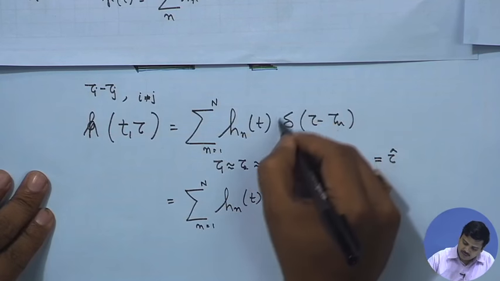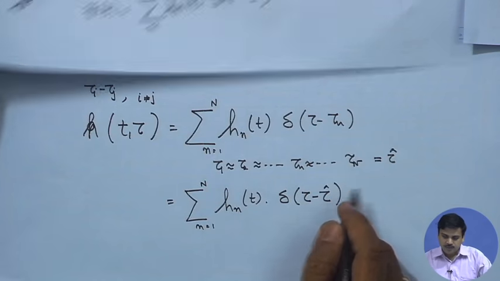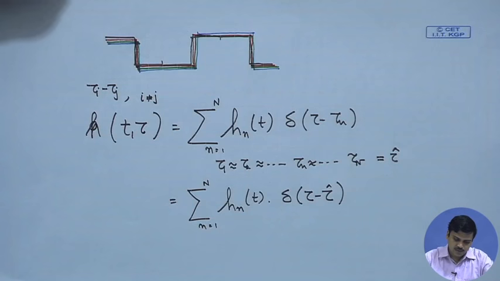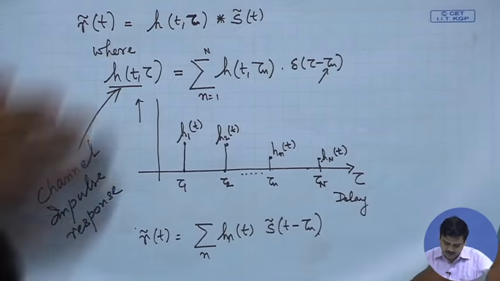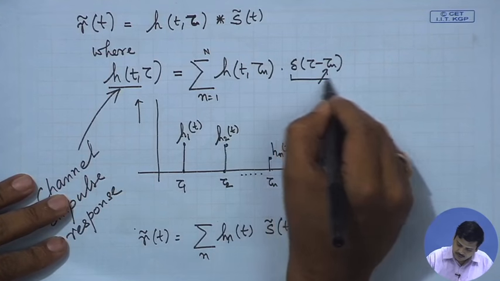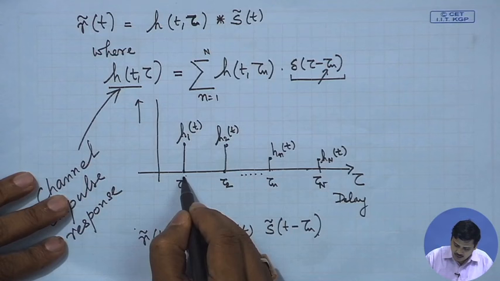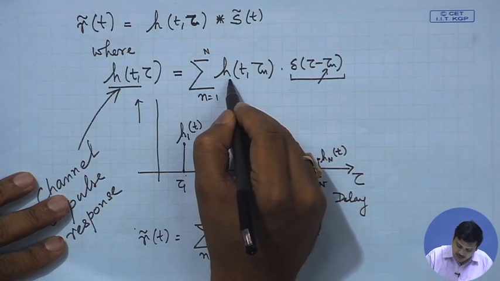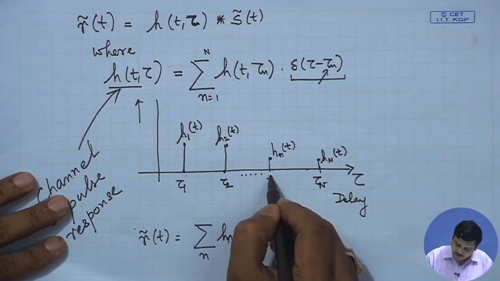So, what we have is effectively all these delays, they were different previously, now they are the same. So, what we are saying is, just try to use a previous picture. If I have it here, it's good. Yeah. So, we have this picture. Previously, because of this expression delta, these delays, that means h 1 at tau 1, because of the delta function, it is shifted at tau 1. Because of the delta function, h 2 is shifted to tau 2. Because of tau n, it is shifted at tau n.